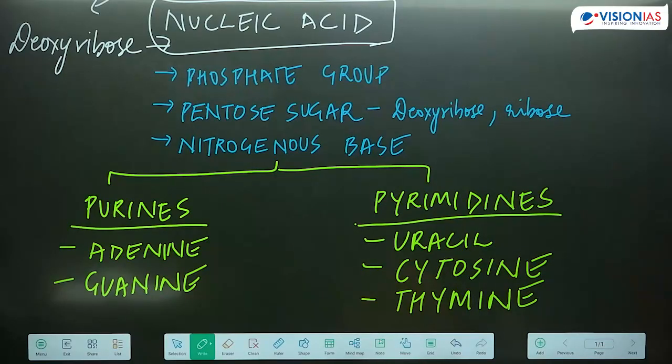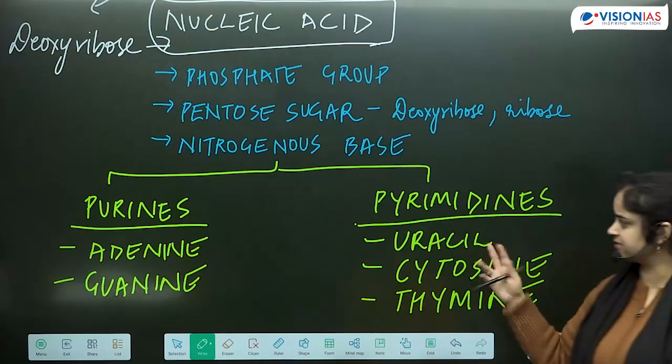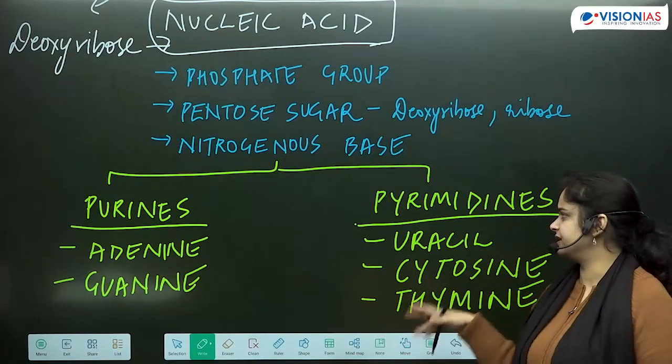Now, you don't need to know the chemical structures of any of these things, but you need to know what they are. Nucleic acid or genetic material of all living organisms will always have three things. This is fixed: phosphate group, pentose sugar, nitrogenous base. In phosphate group, there is no variation. In pentose sugar, you can have deoxyribose and ribose sugar. Nitrogenous bases, you have two types, purines and pyrimidines.